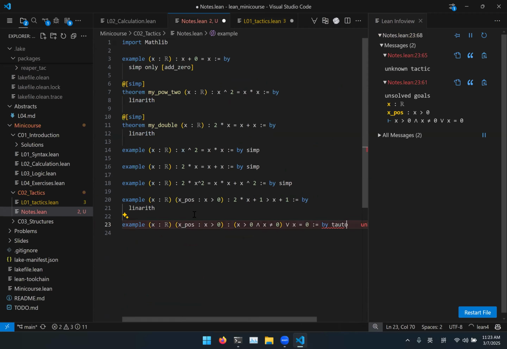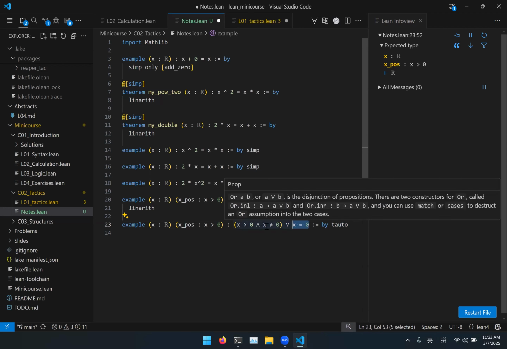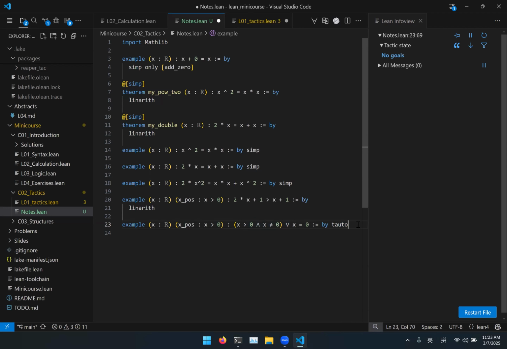Let me double check screen sharing. Okay. So here we know x is larger than 0, and because x is larger than 0, x must not equal 0, and we get that this is true and this may be true. So this is exactly a tautology. So we can use tauto to solve this.